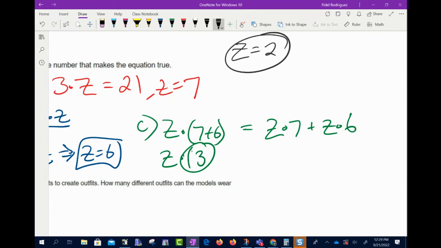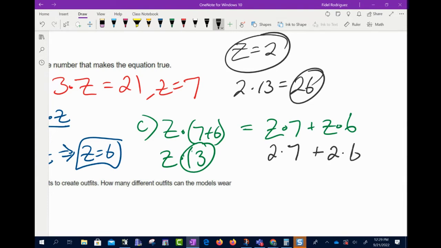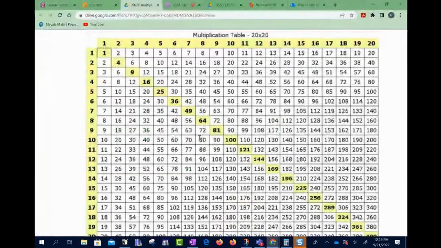Okay. What I want to do is check something here. If I were to multiply 2 times 13, I would go back to my chart, and I know that 2 times 13 is going to give me 26. What I would want to check is if I multiply 2 times 7, and I multiply 2 times 6, and if I add those numbers together, would I still get 26? So then I would go back to my chart. And again, this is just how I would approach it with kids.